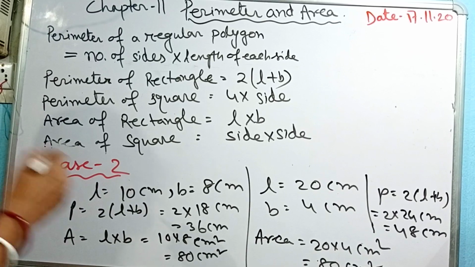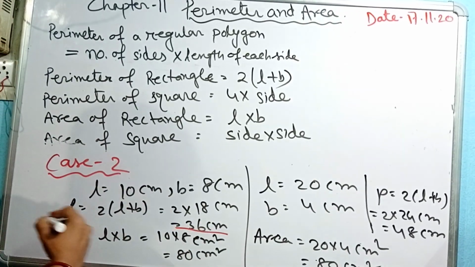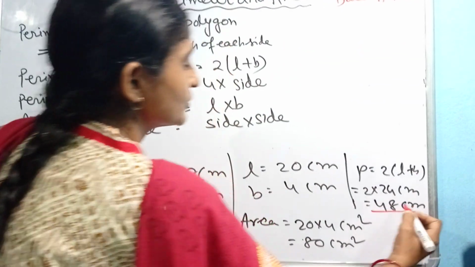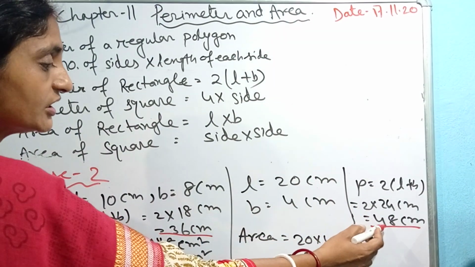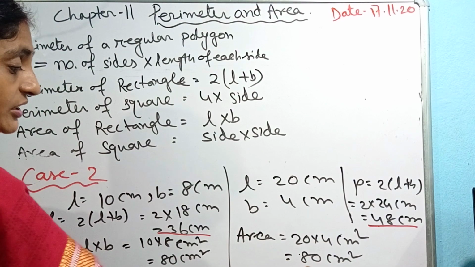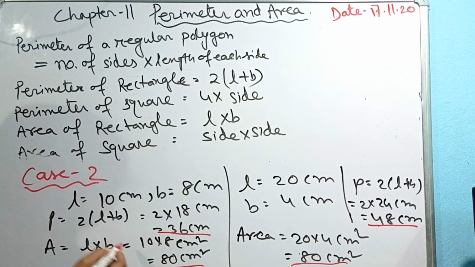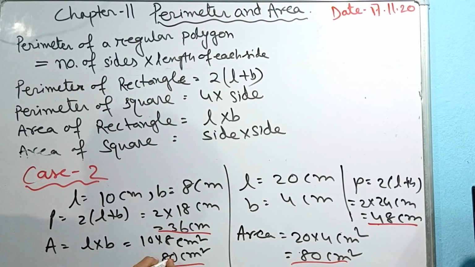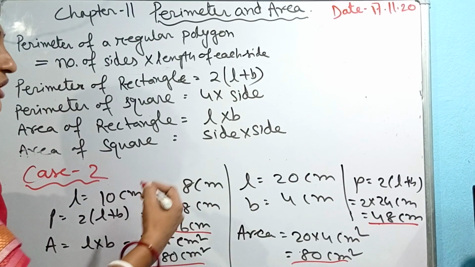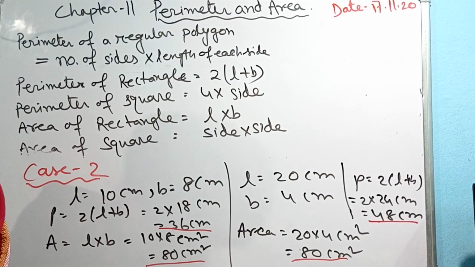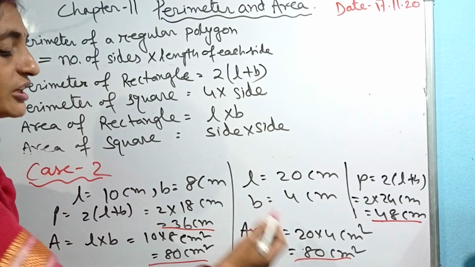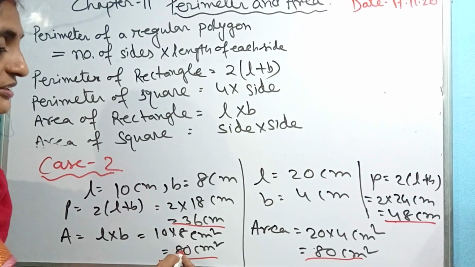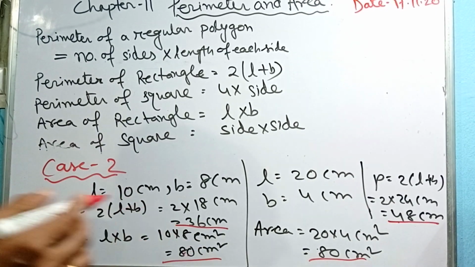Here our perimeter was 36 centimeter. In this case our perimeter is 48 centimeter. But here you can see that the perimeter has increased, but the area remains the same. No change is there in the area. That means we cannot always say that if the perimeter is increasing, the area will increase. No, if the perimeter is increasing, the area may not increase. This is the example of this situation.